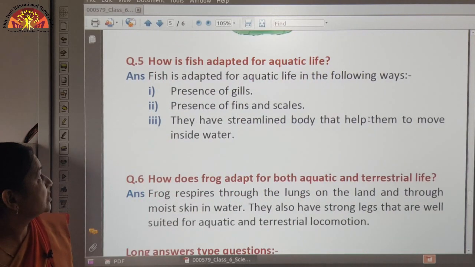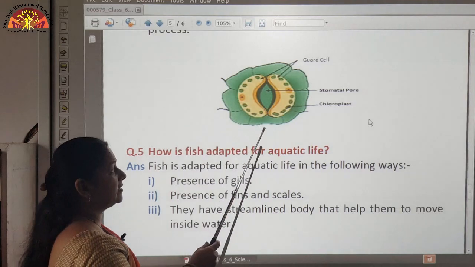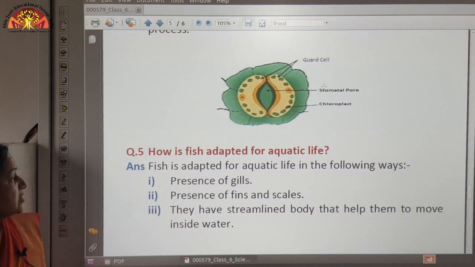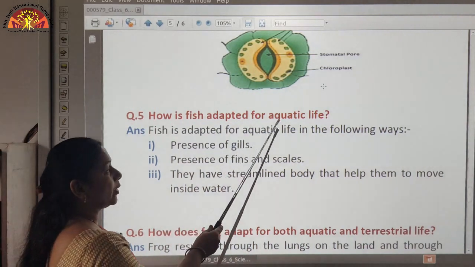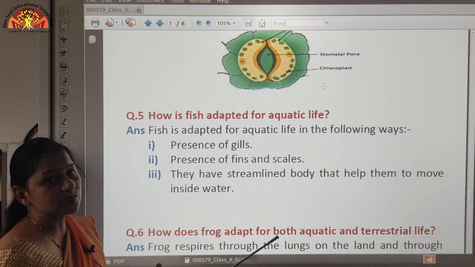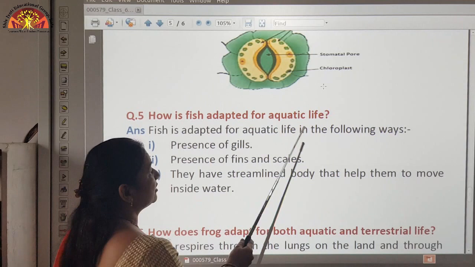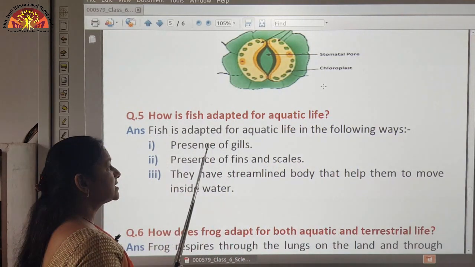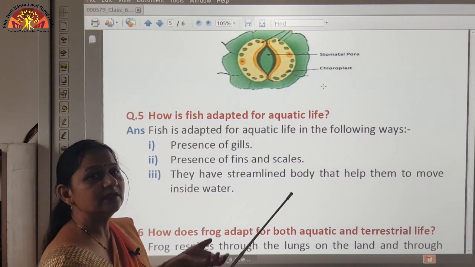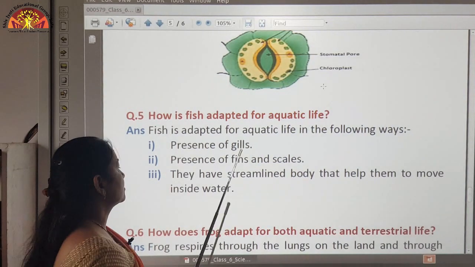Then question number 5. Here, children, you are going to draw the diagram very neatly and you can color it as well. How is fish adapted for aquatic life? Now, fish live in water. So, what are the changes brought about in the fish's body? Fish is adapted for aquatic life in the following ways. Presence of gills: it has gills for gaseous exchange. It takes in oxygen which is dissolved in water and releases carbon dioxide.